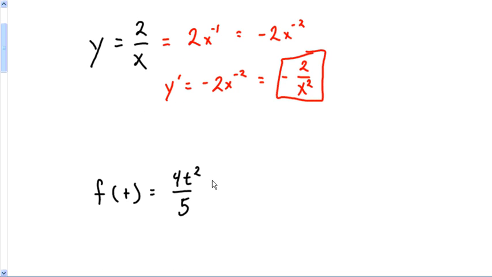Let's go on down to this guy. And I don't even know why I put him in here. He's really not too hard at all. We don't even have any tricks to this one. All we're going to do is go directly into this and apply the power rule.